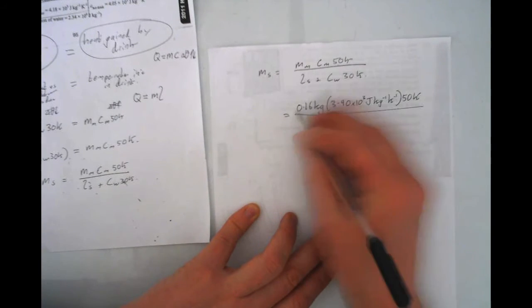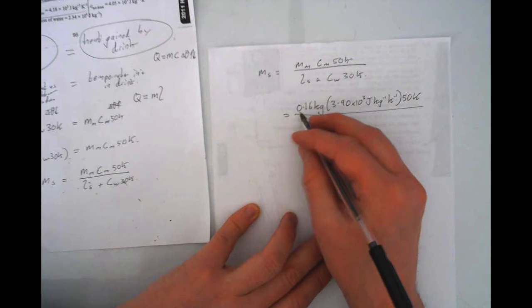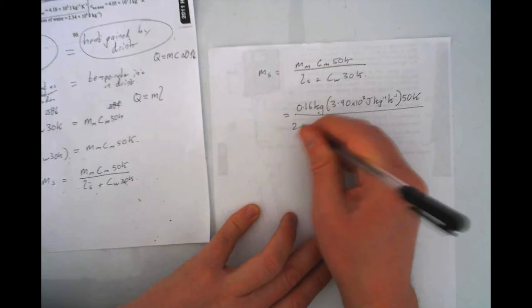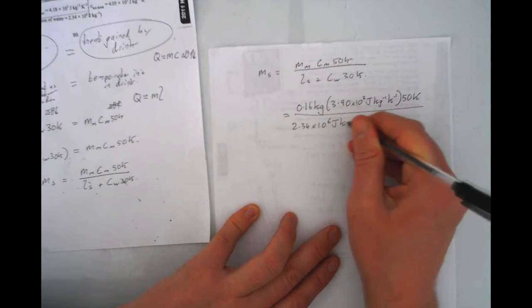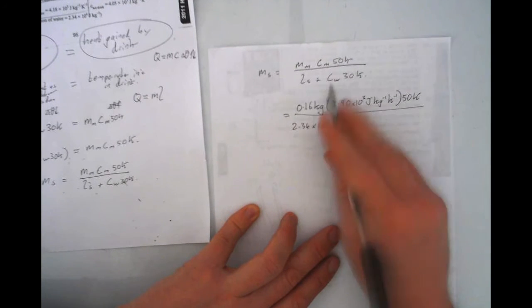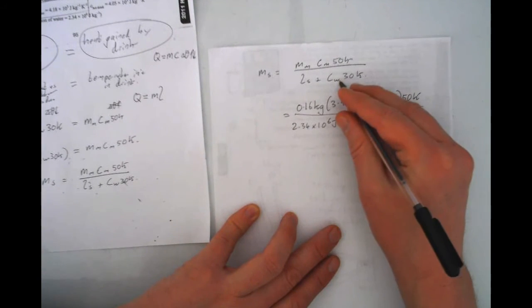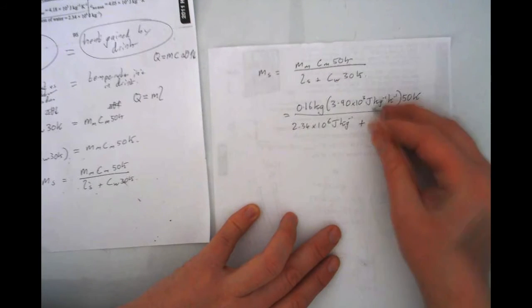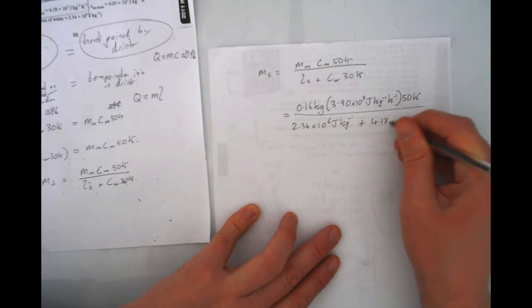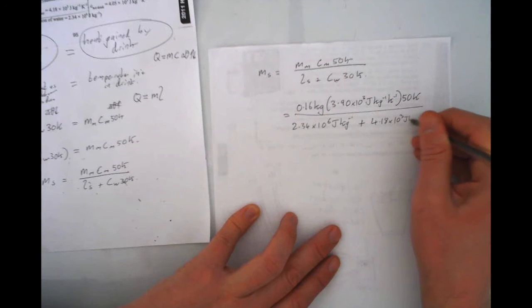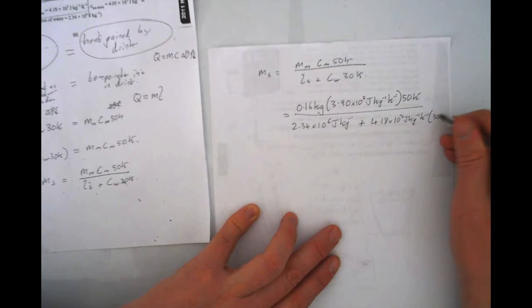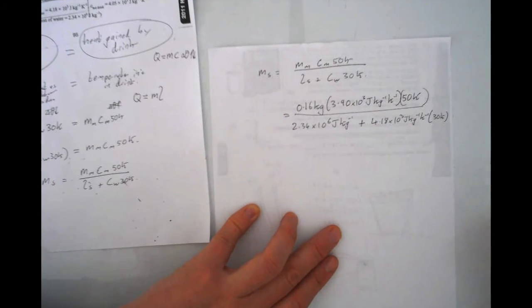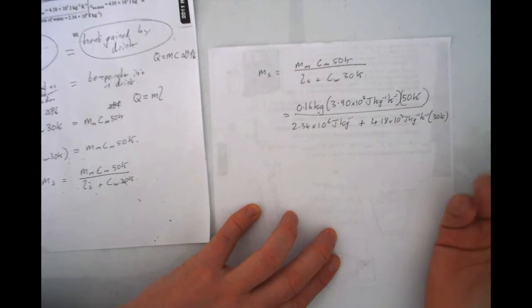Then on the bottom half, we have the latent heat of vaporization of the water, which is 2.34 by 10 to the 6 joules per kilogram, plus the heat capacity of the water, which is 4.18 by 10 to the 3 joules per kilogram per Kelvin. I have to multiply that by the 30 Kelvin. Okay, we're getting there. Let's clean up the units a little bit before we put the numbers in.